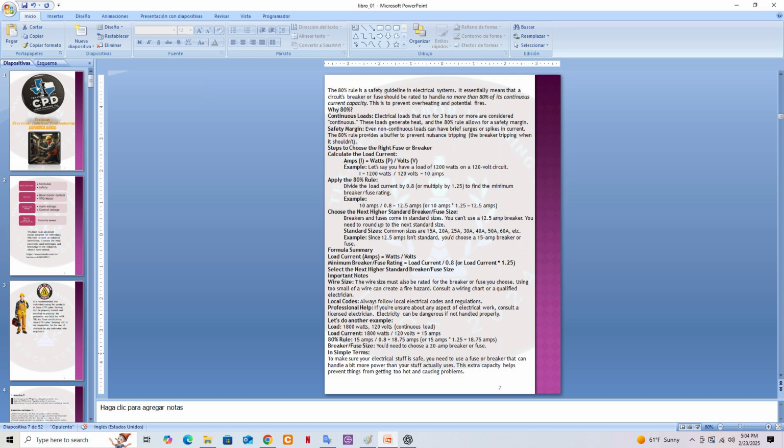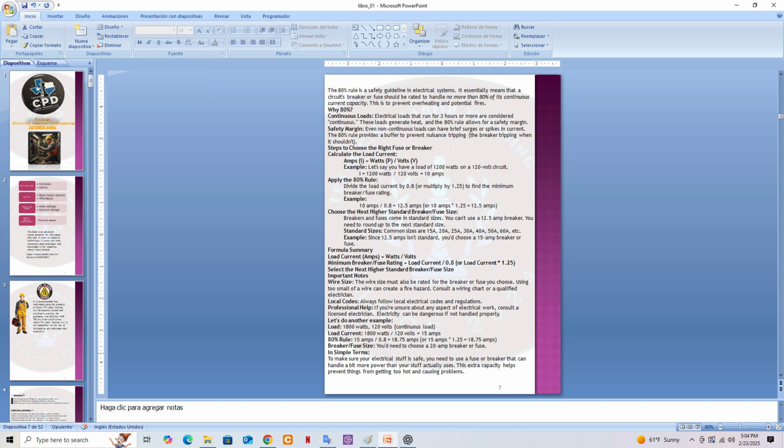Steps to choose the right fuse or breaker. Calculate the load current. Amps, I, equals watts, P, divided by volts, V. Example, let's say you have a load of 1200 watts on a 120 volt circuit. I equals 1200 watts divided by 120 volts equals 10 amps.